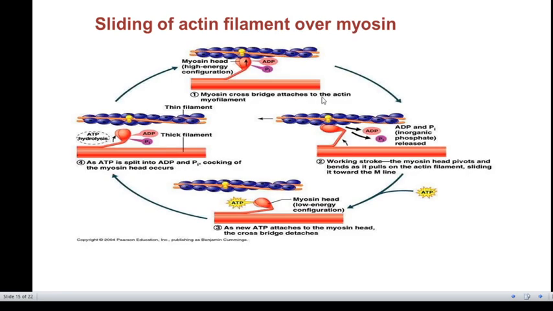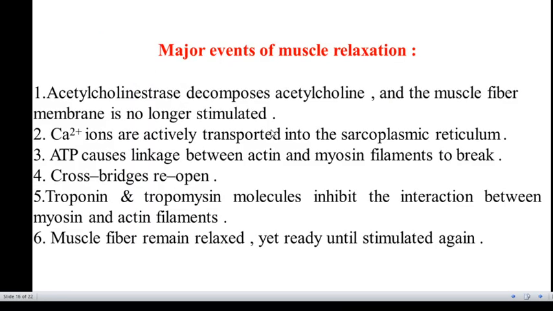Here the myosin cross bridge attaches to the actin filaments. In the working stroke, the myosin head pivots and pulls the actin filament, sliding it toward the M line. As a new ATP attaches to the myosin head, the ATP is split into ADP and Pi, and the myosin head is cocked back, with ATP hydrolysis occurring. This is all about the sliding of actin filament over myosin.